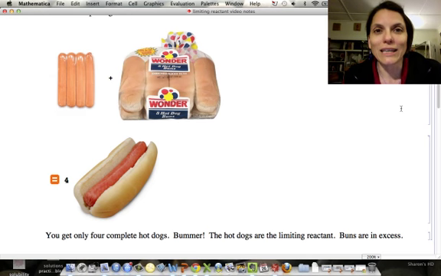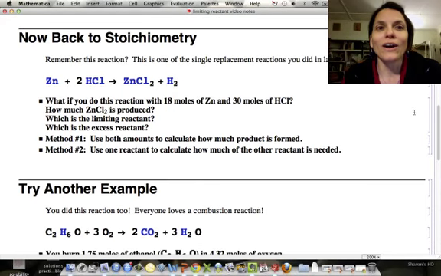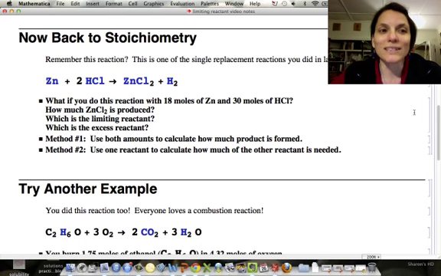Now we're going to relate that to what we've learned about stoichiometry. And here's where we use everything we've learned this term. Okay, so back to stoichiometry. We're going to start with an example from a lab that we did in between Thanksgiving and Christmas. This is one of the reactions we did in our 6 solutions lab. So if we have zinc and we react it with hydrochloric acid, we get zinc chloride and hydrogen gas.